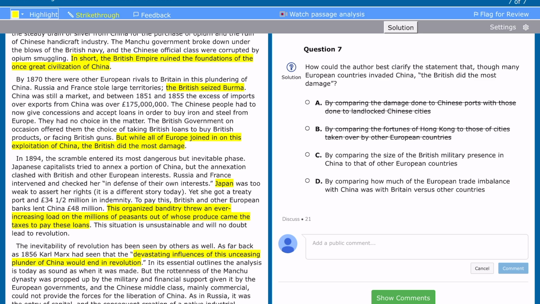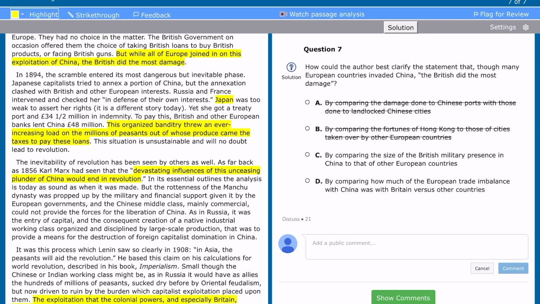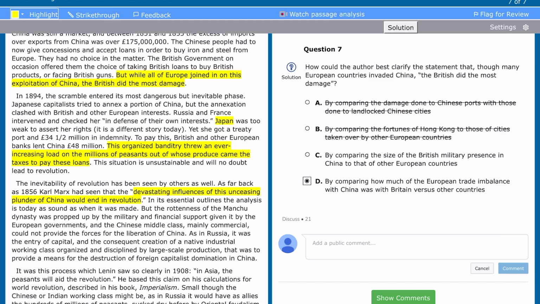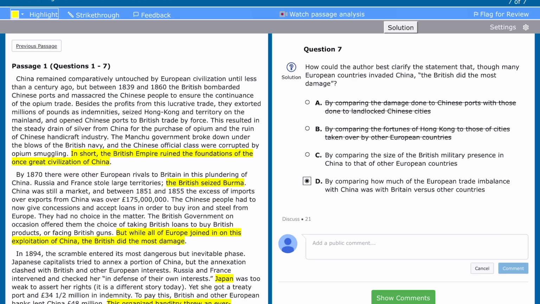C, comparing the size of the British military presence in China to that of other countries. This is interesting, but again, the main point of the passage is referencing the financial domination of the people of China. So although the military domination is interesting, it's not nearly as important as the fact that the British are forcing them to take loans on their own money, or having a big trade deficit with them, or leading to revolt based on the taxes of the produce. So D is the best answer by comparing how much of the European trade imbalance was with China, with Britain versus the other countries. Because we talk about the trade imbalance here when we bring up the other countries, so it's clear if the British had the most trade imbalance, likely they did the most damage.